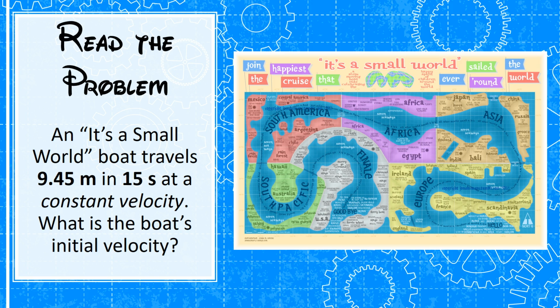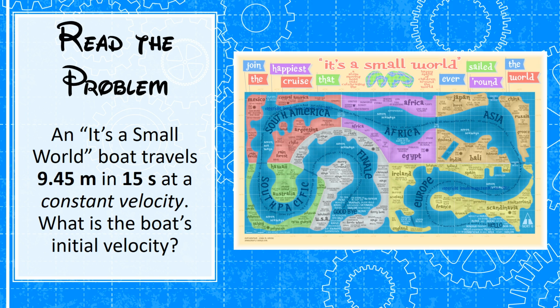That's my distance. Meters is the unit for distance in 15 seconds at a constant velocity. I'm trying to find my initial velocity. I need 3 given pieces of information, and I've only been given 2. Whenever I'm missing a value, look for hints. In this case, I've been told it's constant velocity.